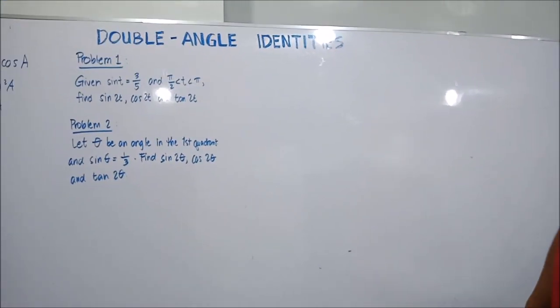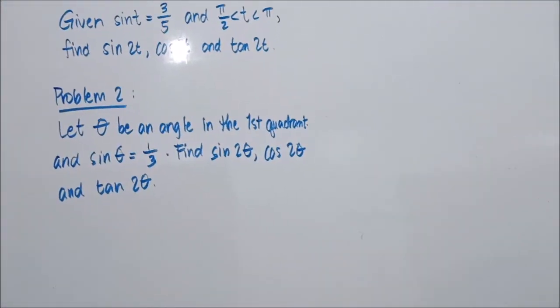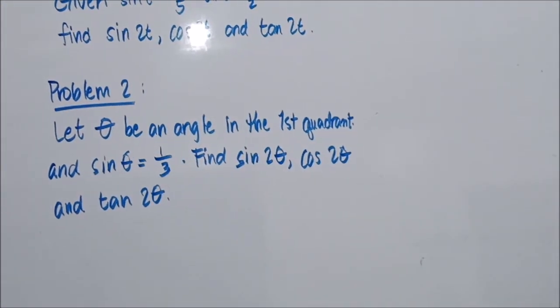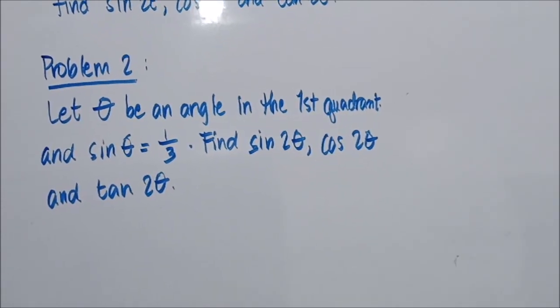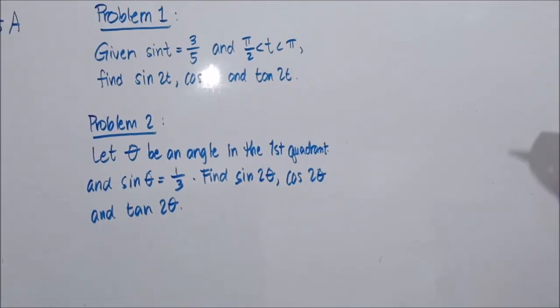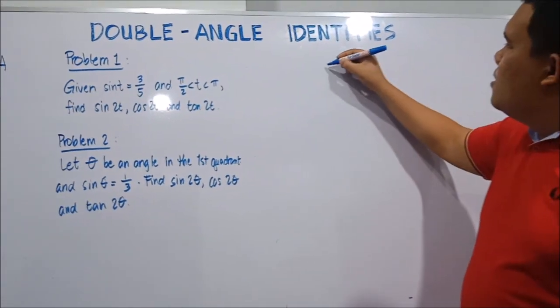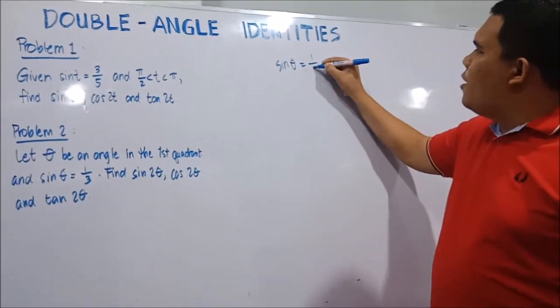For the second problem, we're asked to solve for sine 2 theta, cosine 2 theta, and tangent 2 theta, given that theta is an angle in the first quadrant and sine theta is equal to 1/3. Okay, so we have sine theta equal to 1/3.